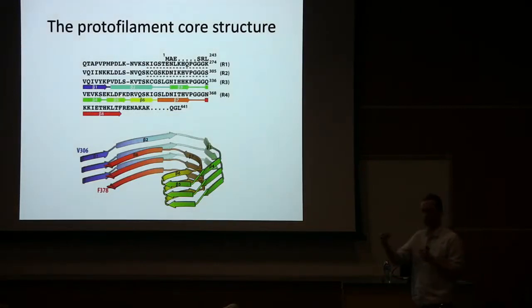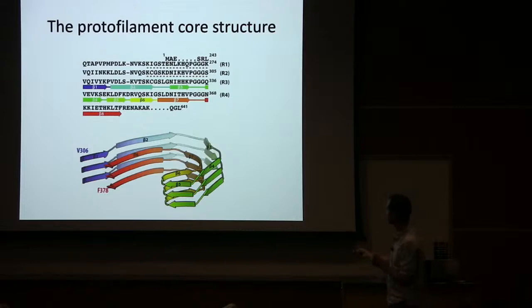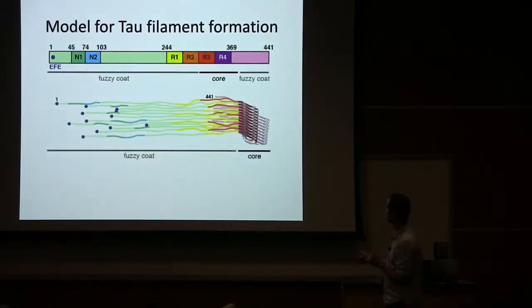Now, the extent of the ordered core explains why you get incorporation of both three repeat and four repeat isoforms in these structures, and that is because valine 306 is the first residue in the third microtubule binding repeat, which means that the entirety of the second repeat lies in the fuzzy coat, in that N-terminal part, which is disordered. So whether the second repeat is present or not doesn't matter, it's part of the fuzzy coat, so you can get indiscriminate incorporation of both three and four repeat tau isoforms. And that is illustrated on the next slide: whether you have the orange bit of R2 or not just doesn't matter, and they all get incorporated.